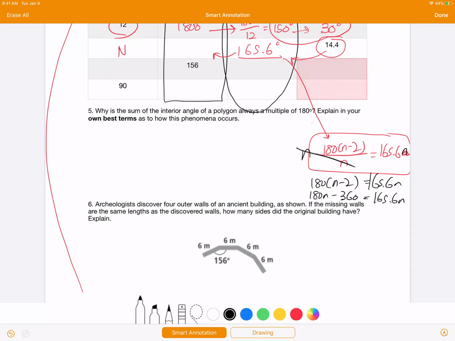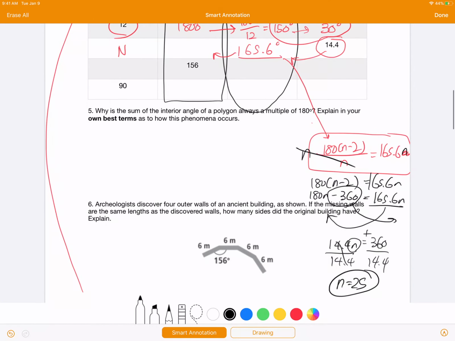Okay, and then you're going to move the variables around. What I mean by that is to subtract this to the left-hand side and add this to the right-hand side. And what you're going to get is 14.4n is equal to 360, because this turns out to be positive once you add. And once you subtract 180 minus 165.6, you get 14.4, but don't forget your variable n. Your final step is to divide both sides by 14.4 and get what n is going to equal. So 360 divided by 14.4 gives you exactly 25.